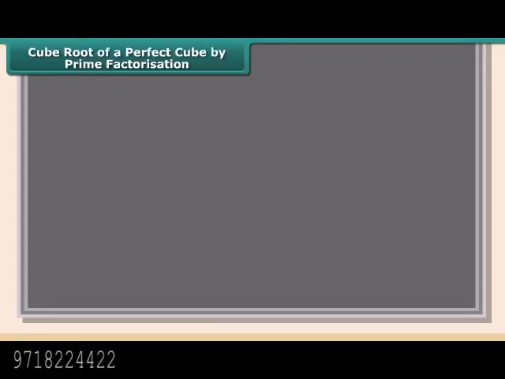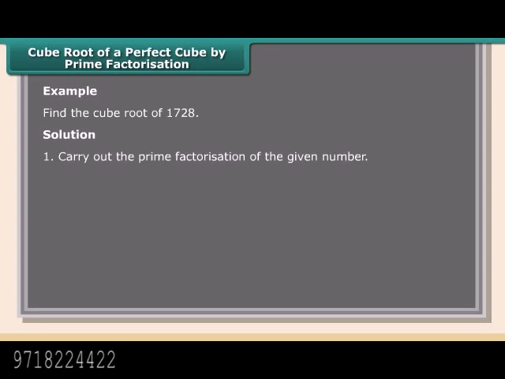Cube root of a perfect cube by prime factorization. Example: find the cube root of 1728. Solution: carry out the prime factorization of the given number. 1728 = 2 × 2 × 2 × 2 × 2 × 2 × 3 × 3 × 3. Make triples of equal factors.